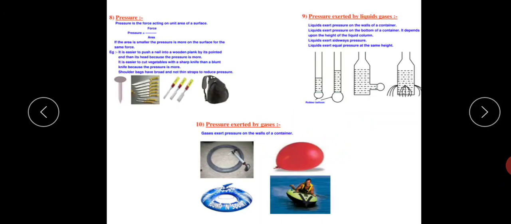In the previous class we discussed pressure, that is, pressure is the force acting on unit area of a surface, and the SI unit of pressure is pascals. We also discussed that pressure is exerted by liquids and gases too, by understanding the concept through certain examples.